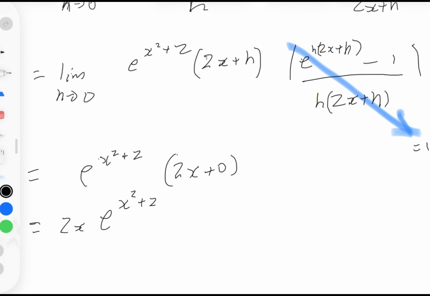So that's going to be equal to 2x times e raised to the x squared plus 2. So that's going to be f prime of x. F prime of x here will be 2x times e to the x squared plus 2. And so that's how you do it from first principles. Thanks very much for watching.